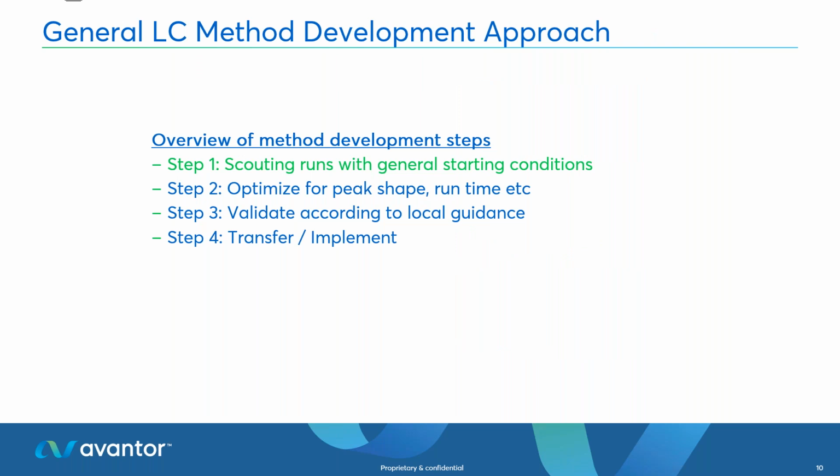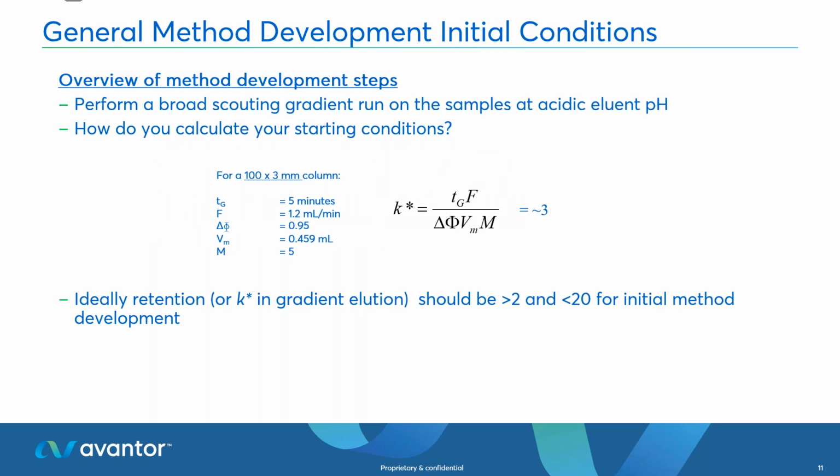So this is the general approach we take. We do our scouting runs before we optimize, validate, transfer, and implement. And again, I get asked what starting conditions should we use? We've developed these based on chromatographic theory and then put it into practice to prove that it works. So ideally, we want good retention of our analytes. You don't want them coming out too early near that solvent front. We say between 2 and 20. I'd really like to say between 2 and 10. 10 is still a bit excessive in some cases.